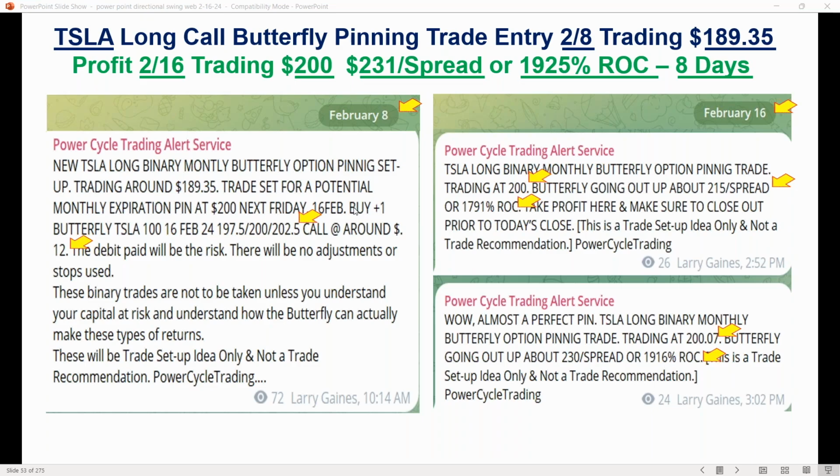Yes, question. These indicators are on Wealth Chart. Okay, these indicators are on Wealth Chart.